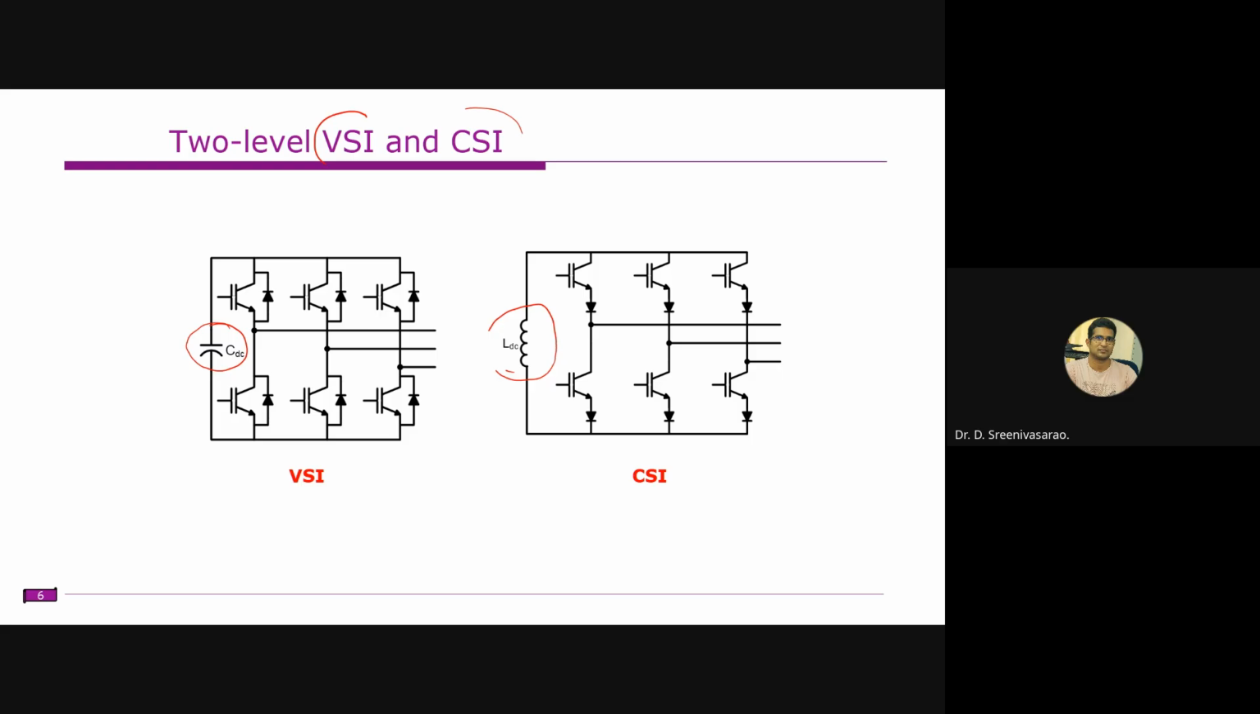Whereas in the case of the current source inverter, usually the switching losses are more. Why? Because here both the switch and the diode conduct at the same time, so both will carry the load current. Whereas here, depending on the mode of operation, either the switch or the diode will conduct. That means the losses will be less compared to the current source inverter. The only advantage of the current source inverter is its short circuit protection.